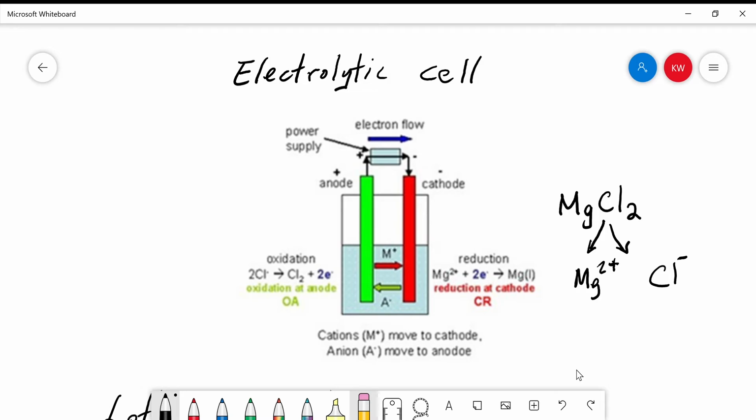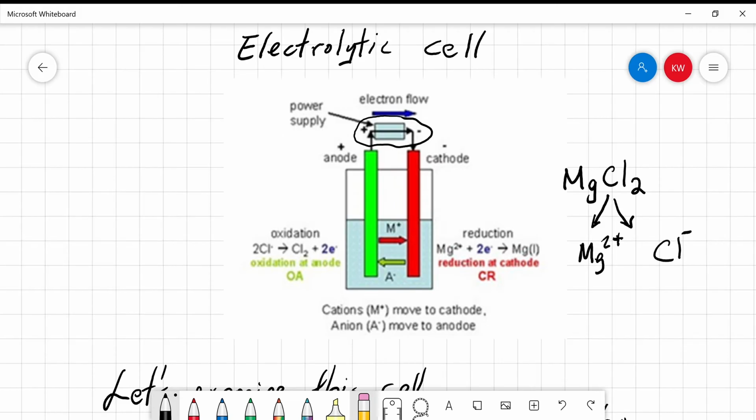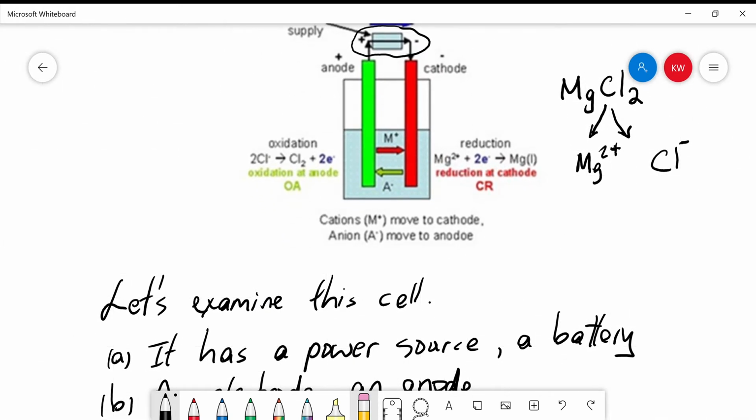Okay, so let's take a look at the electrolytic cell. Here we have a diagram illustrating a typical electrolytic cell. This diagram contains a battery source. We have our anode and our cathode, and we have our electrolytes present here. So here it has a power source such as the battery. The battery is used as a power source to drive the chemical reaction in the way we want it to. It drives the reaction in a non-spontaneous direction.